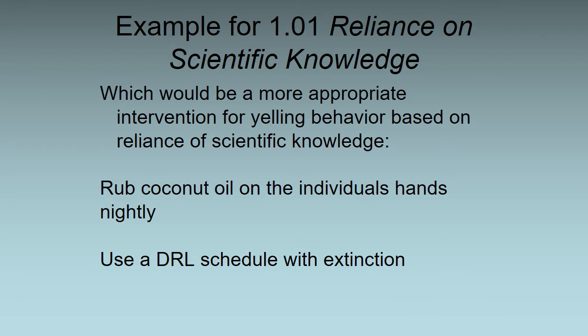The reason for this is that a DRL schedule with extinction has been scientifically shown to work on problematic behavior. Again, I'm not knocking coconut oil or anything like that, but it has just not been shown to be a scientifically valid way to decrease behavior. So as an RBT and as a behavior analyst, I make my decisions based on what has been shown in the literature or in experiments to be effective.